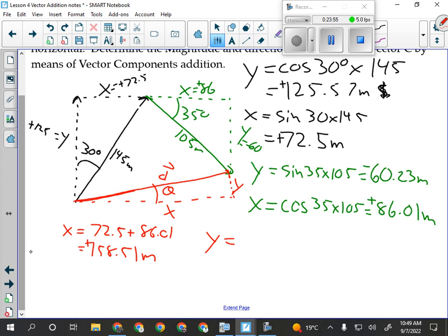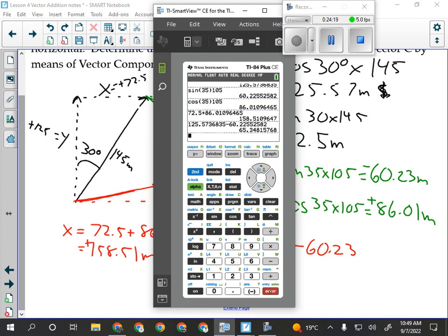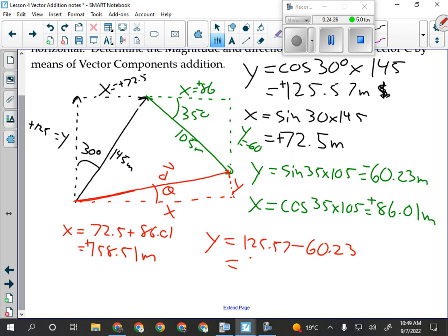All right, so we've got 125.57 minus our 60.23. So we've got our overall y being 65.35. And is it positive or negative? Positive. Okay, so now that I've got red x and red y, can I find d? Yes. What do we do? Right, I use the Pythagorean theorem. x squared plus y squared, square root, will give me d. That's how I'll get the magnitude of d.